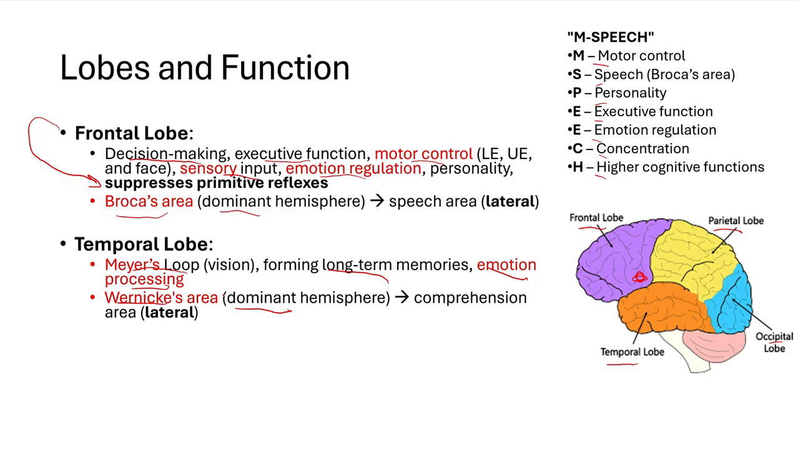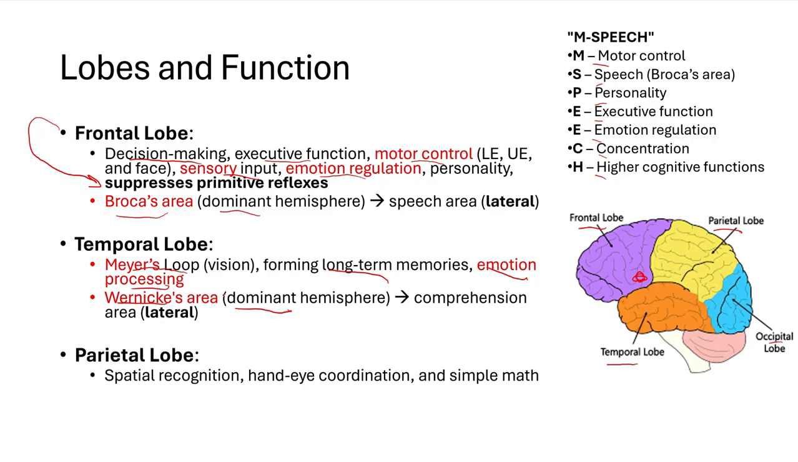The next lobe we'll discuss is something known as the parietal lobe, which is responsible for processing sensory information like touch, temperature, pain, as well as spatial recognition. It helps you understand where your body is in space and helps guide hand-eye coordination and allows you to recognize objects by touch. It is also important for doing simple tasks like math, such as addition or subtraction.